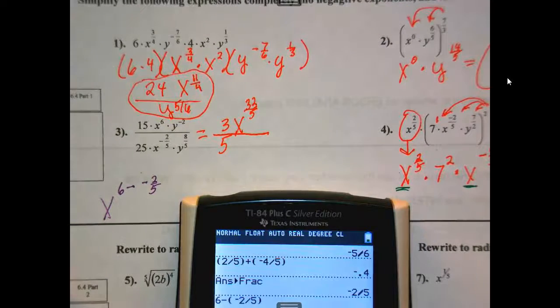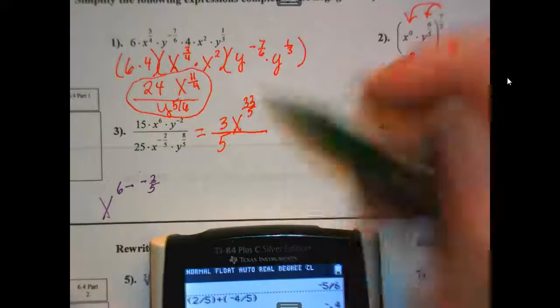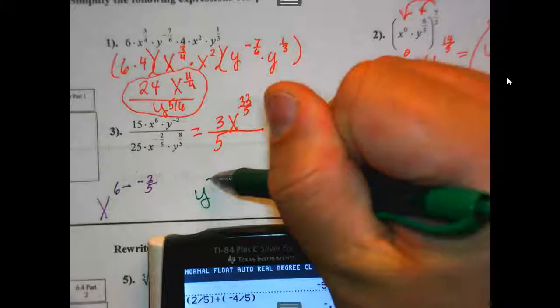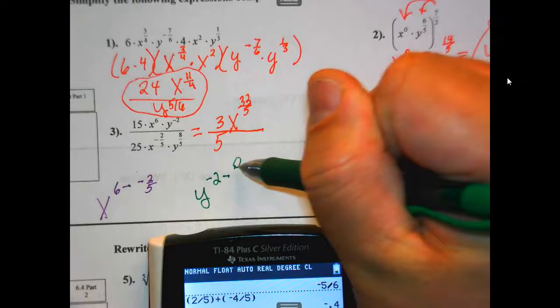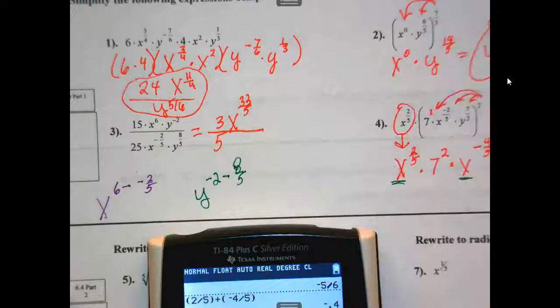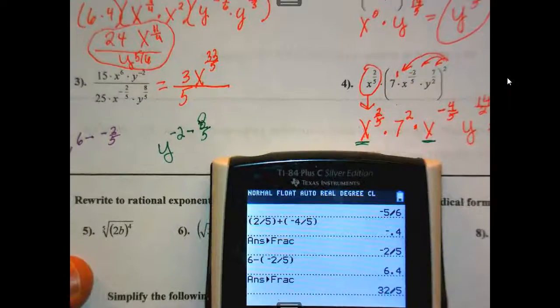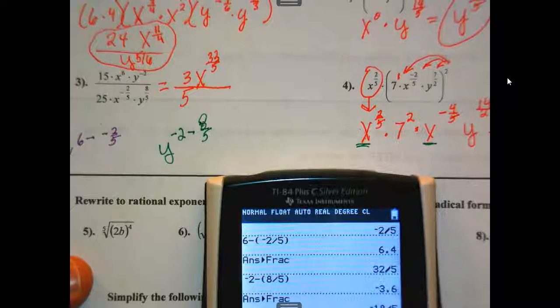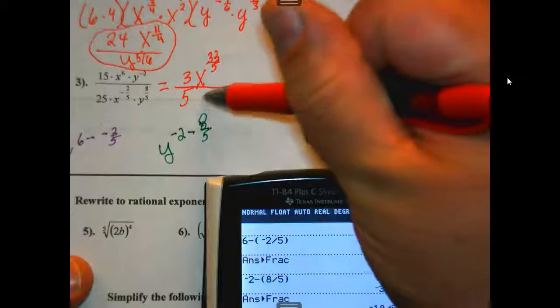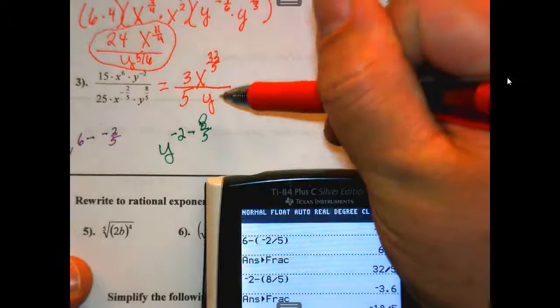Y to the negative 2, so I'm going to have to subtract an 8/5. Put that in your vapor pipe and smoke it. Negative 2 minus 8/5. Math, enter, enter. The negative, so it's going to go in the denominator. Y to the 18/5.